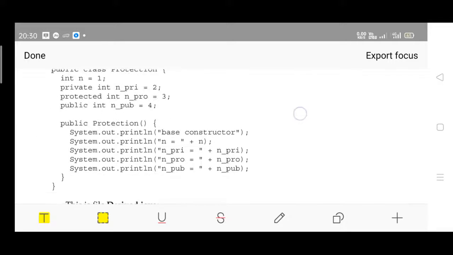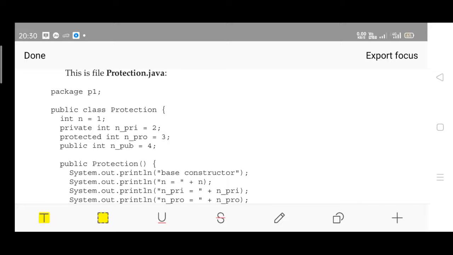Let us see the programming example in the next video. Next we have to see a programming example. Let us see that in the next video only. Please note down the contents. If you have any doubt, you ask.